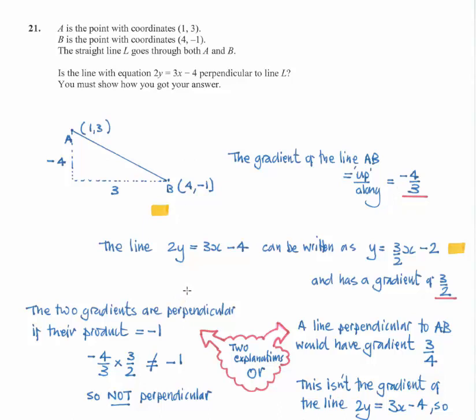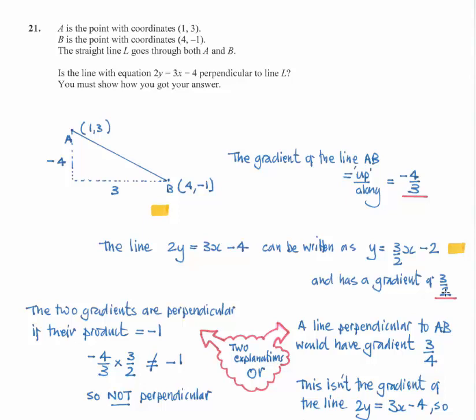Now, just like in that earlier question about straight line graphs, I want to find out the gradient of this, but I can't say it's 3 yet. I've got to divide everything by 2 to get it in the form y equals mx plus c. I've divided everything by 2, half of that, half of that, half of that, and I've got that. And now I can see that the gradient of this line is 3 over 2.